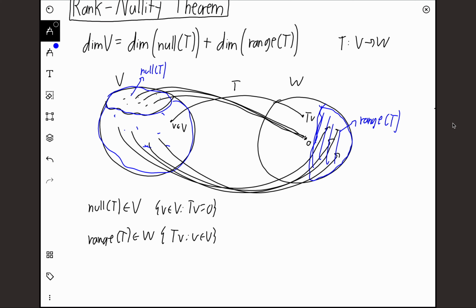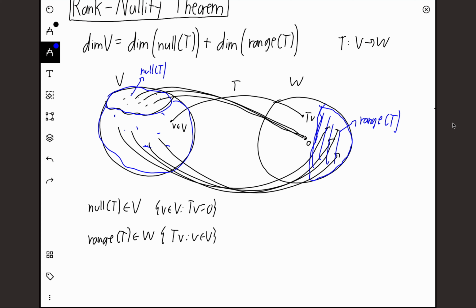See how it's kind of interesting here. The null space of T is a subspace of V, and the range of T is a subspace of W. And basically what this theorem tells us is that the dimension of V equals the dimension of these two subspaces. So we use up all of the vectors in V. Either the vectors went into the 0 vector in W, or the vectors went into the range of T, which is a subspace of W.